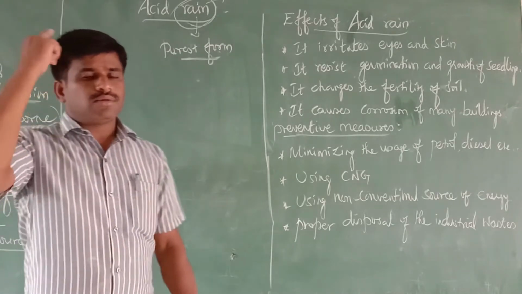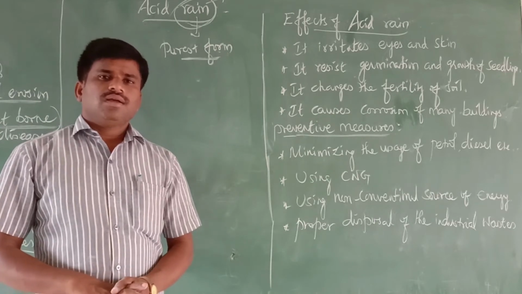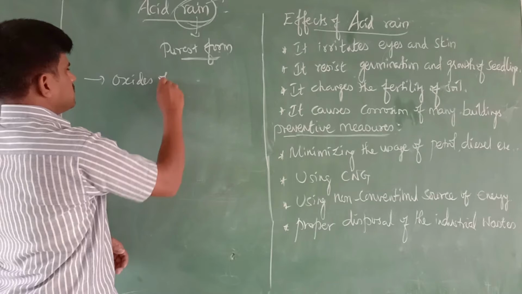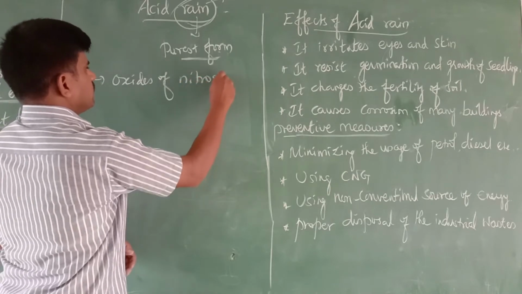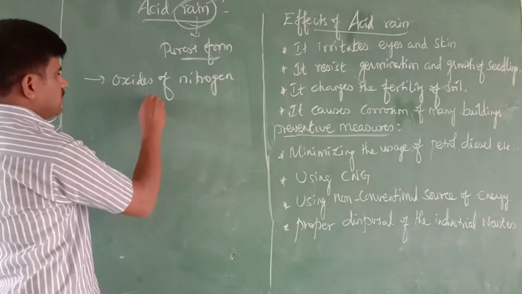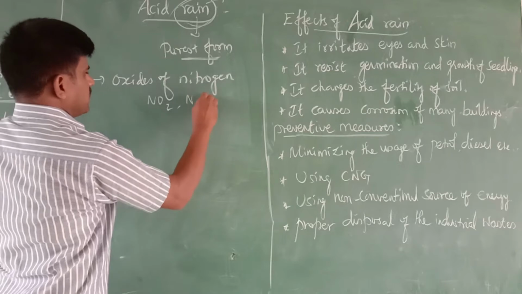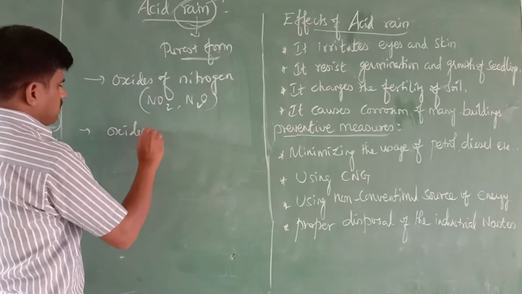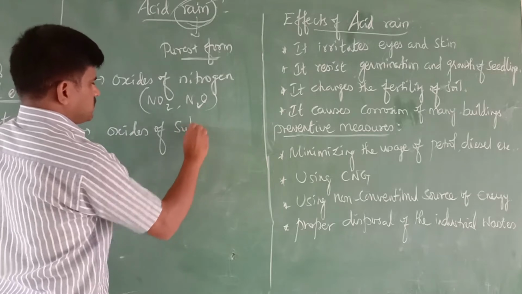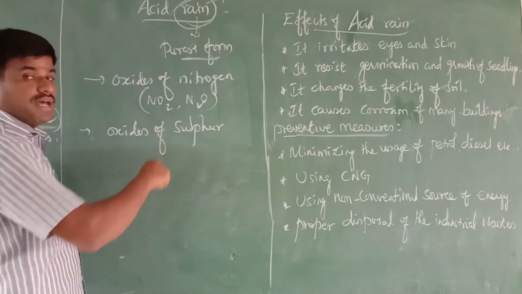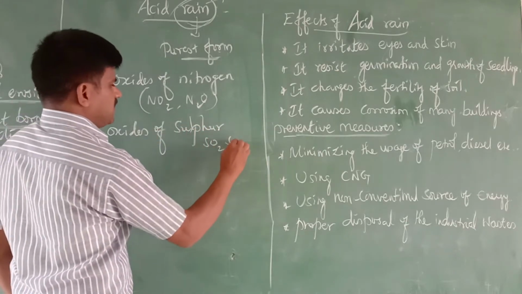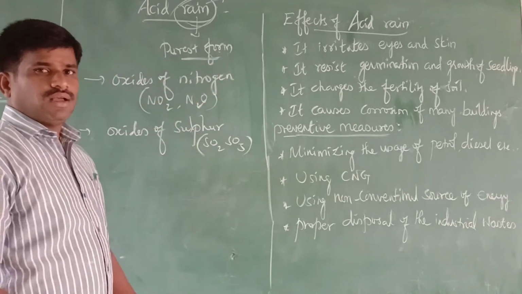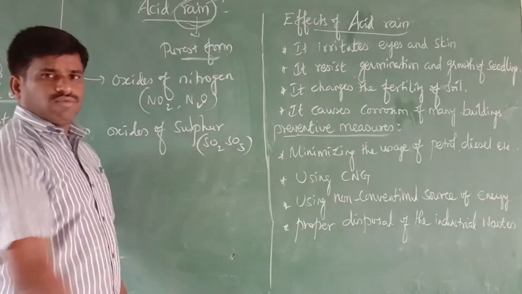What are the air pollutants in the atmosphere? For example, oxides of nitrogen. This is one of the air pollutants. Oxides of nitrogen, like nitrogen dioxide and nitrous oxide. Then oxides of sulfur. This is another air pollutant, like sulfur dioxide. How are these two oxides formed?